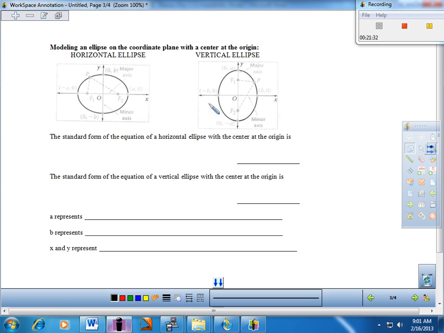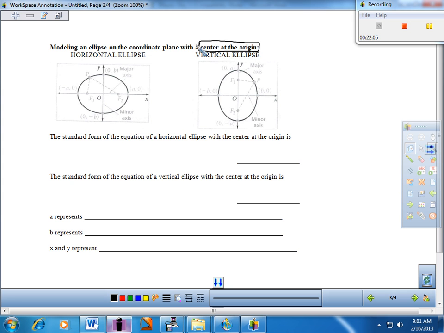We will not see any stretched in any type of diagonal form. You really kind of need some trigonometry to go with that one. So this is good, horizontal and vertical. Now one thing to note, and we'll do all of our remaining conics this way, when we begin modeling, at least when we begin the modeling on the coordinate plane, we will place the center at the origin.